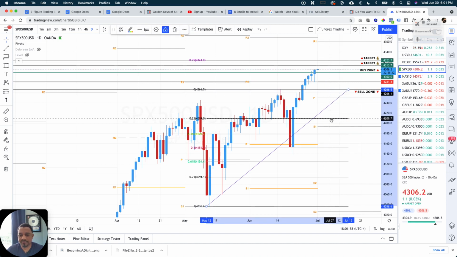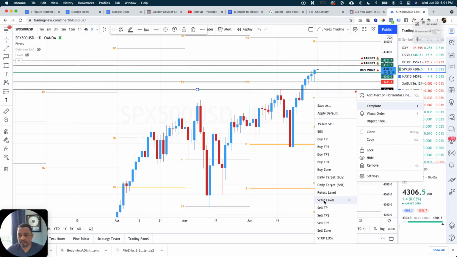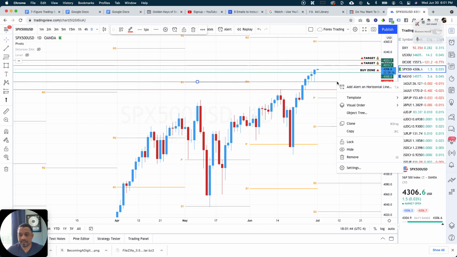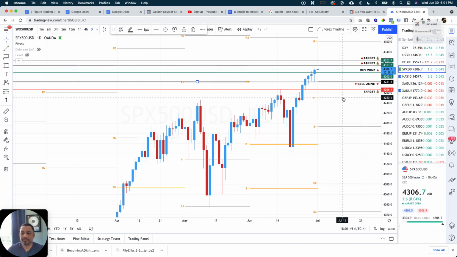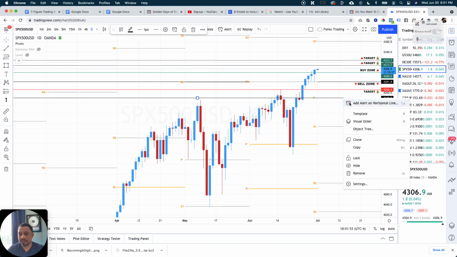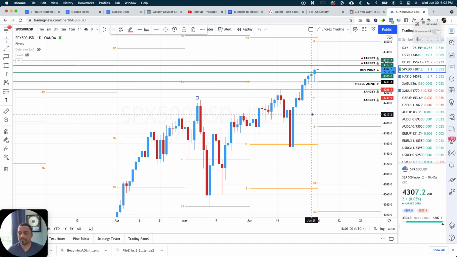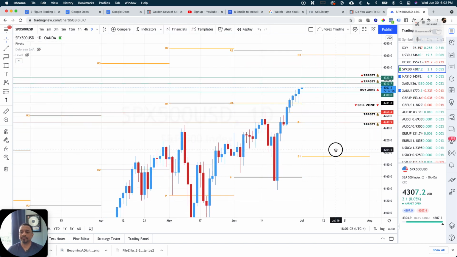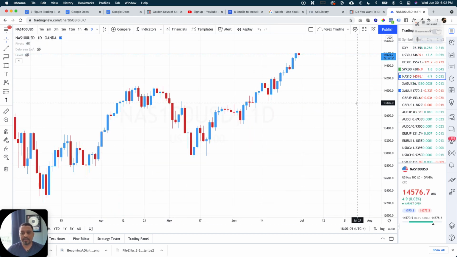Oh, let me move the fib. This is actually a sell zone. And then this pivot point would be an additional target. Like that. SPX. Move on to NAS.